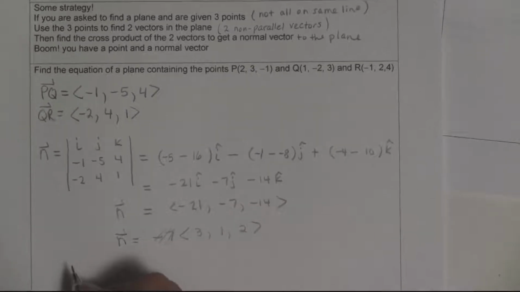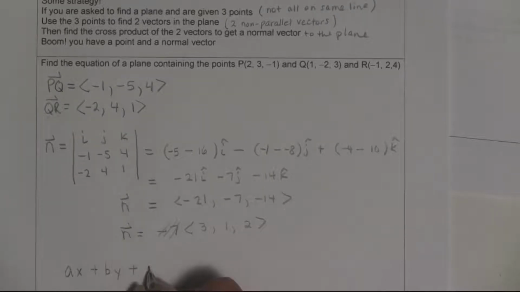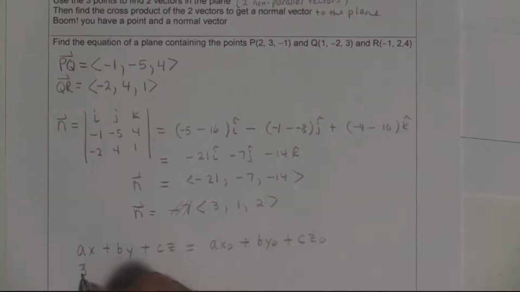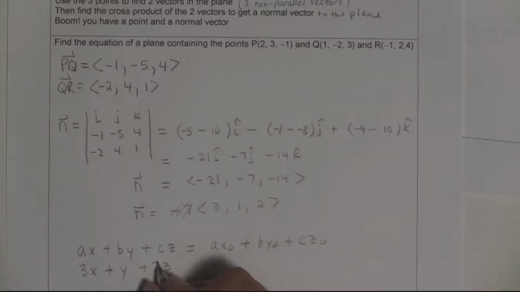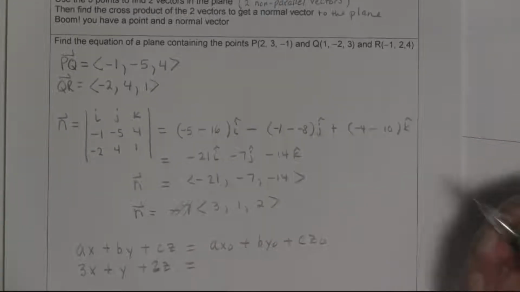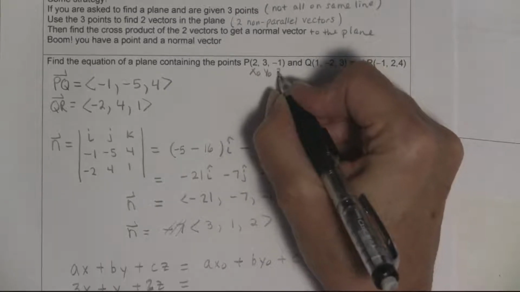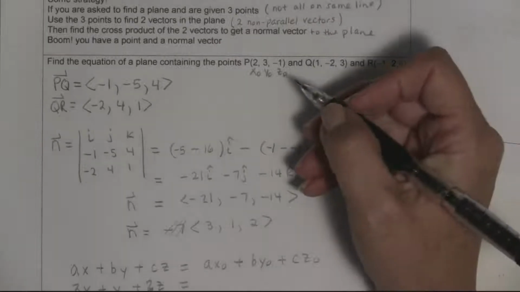And so my plane, remember how it goes, it's ax plus by plus cz equals ax naught plus by naught plus cz naught. And we have here 3x plus 1y plus 2z. That's a 2, and that's a z. And then now we're going to multiply them, and we can use any point we want. I'm going to just use P as my point, just because it's first, and there's nothing particularly wrong with P. If they had a lot of fractions, I might not want to use that.